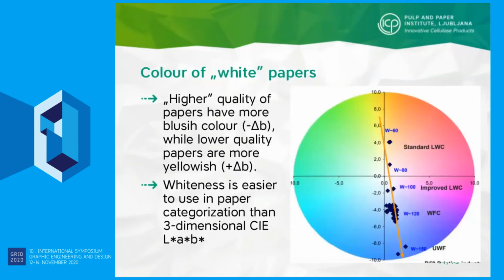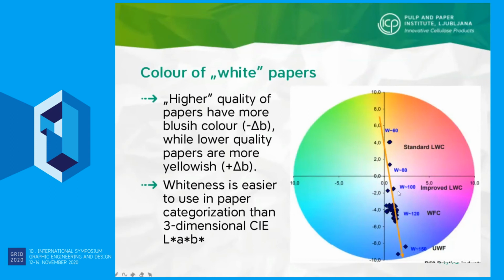So what is the color of white papers? And this is also a very burning question. The so-called perceived higher quality papers have more bluish colors, minus b values in the CIELAB system, while lower quality papers are more yellowish. And paper people have used whiteness because it was easier for them to make the grouping than the three-dimensional LAB values. So here we can see, for example, a very high quality coated, very white paper with high whiteness. They have values around 120 with some extreme 150.